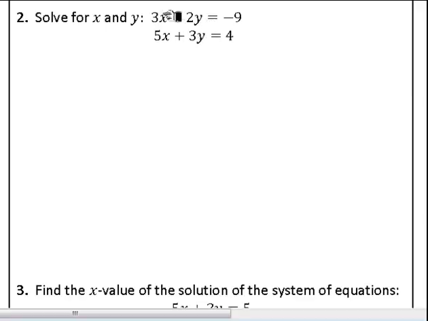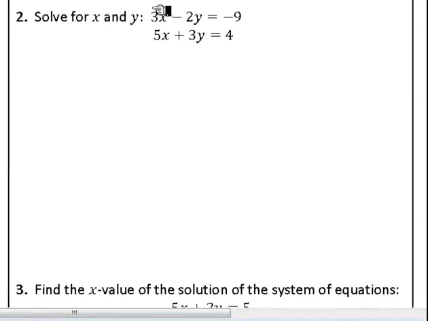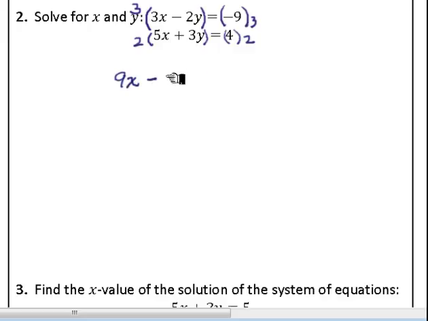All right, so we have to multiply the top equation by 3 left and right. And here also by 3. And the bottom equation by 2 left and right. Now let's rewrite. We have 3 times 3 is 9, 9x minus 6y is equal to -27. And the bottom equation, 10x plus 6y is equal to 8.